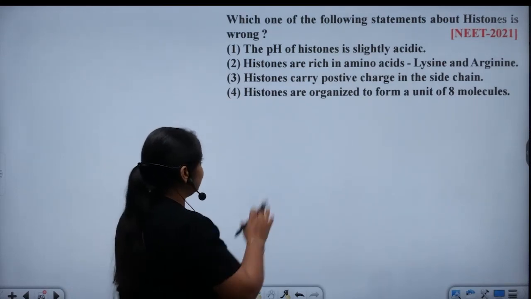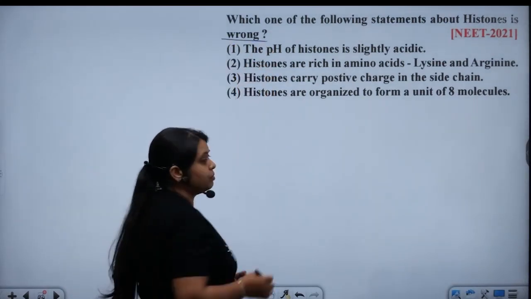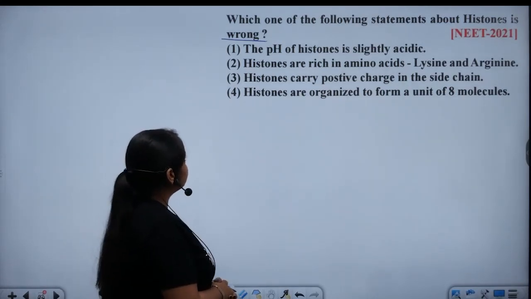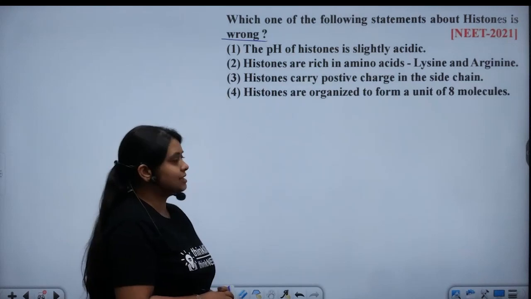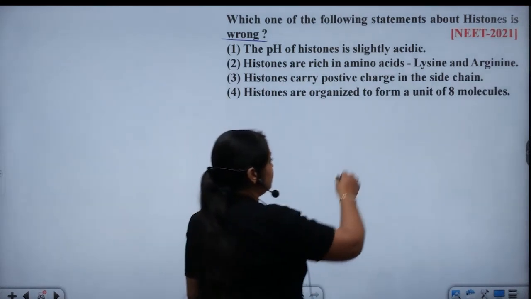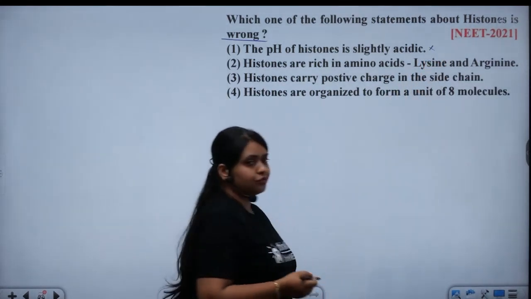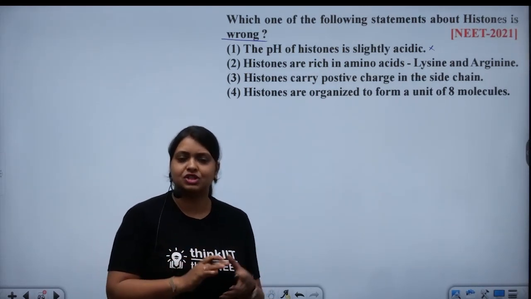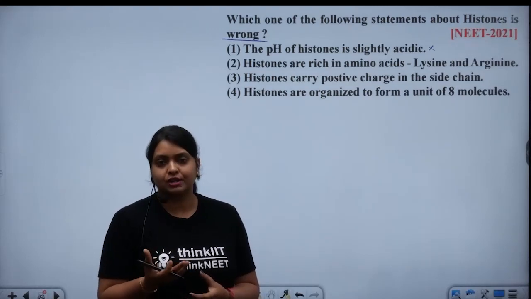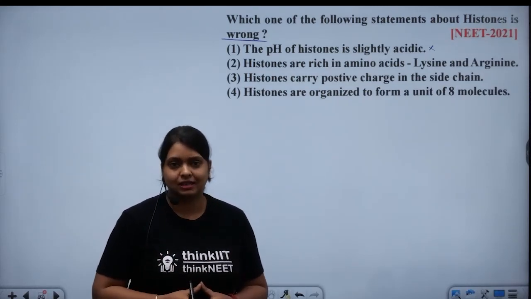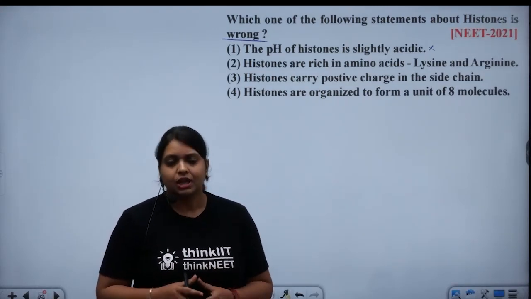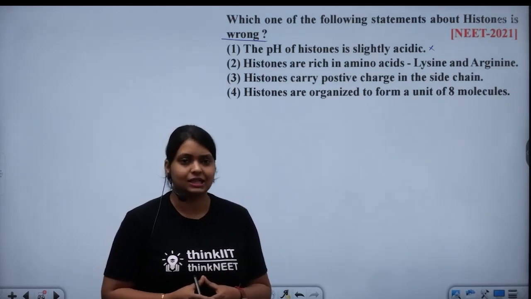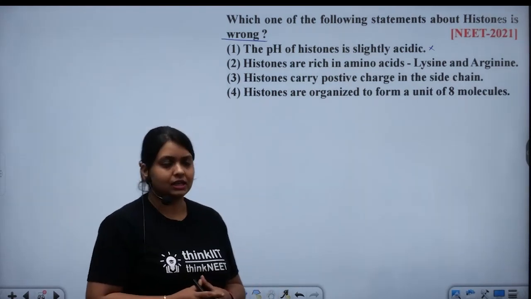First option. Now, see one thing, they are asking you about the wrong statement regarding histone. First option, the pH of histone is slightly acidic. This is an incorrect statement because histones are basic, positively charged, and the overall charge on it is positive. Because of that, they are basic in nature, not acidic in nature. If it were having negative charge, then we could say that it is acidic, but they are basic. So this statement is incorrect.